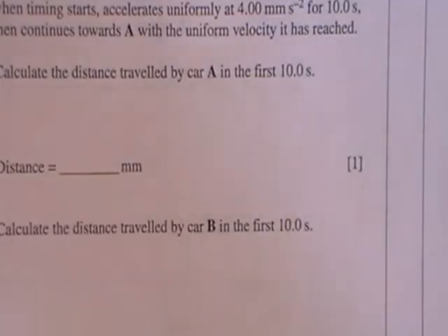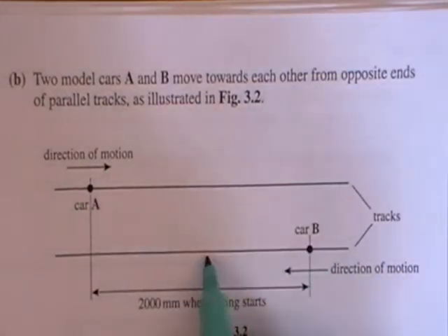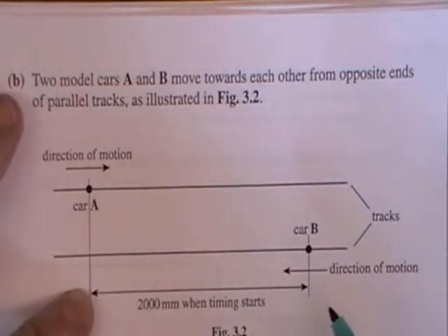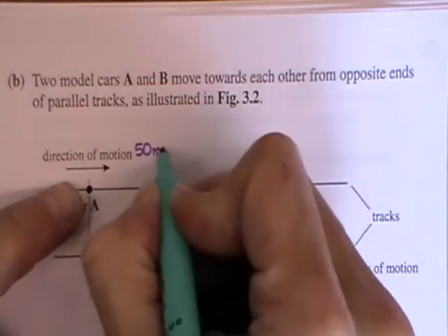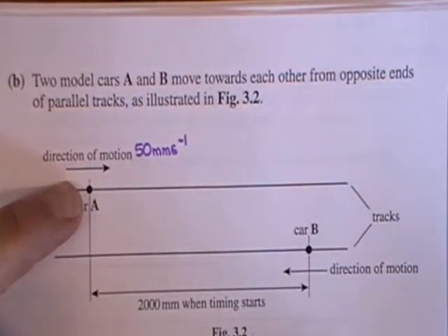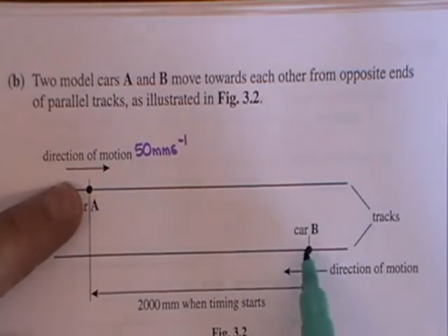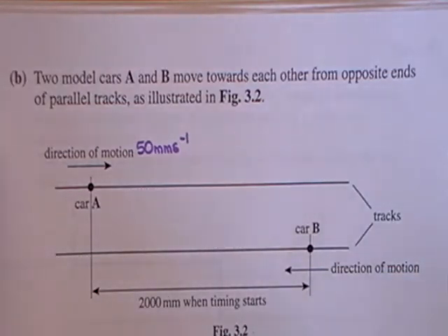Part B. Two model cars A and B move towards each other from opposite ends of a parallel track, as illustrated in figure 3.2. So A is moving this direction and B is moving this direction, and they're 2,000 millimetres apart when the timing starts. Car A is then moving with a uniform velocity of 50 millimetres per second, they're model cars. And car B starts from rest when timing starts and accelerates uniformly at 4 millimetres per second squared for 10 seconds. So this one starts at rest but doesn't reach a constant velocity until after 10 seconds.